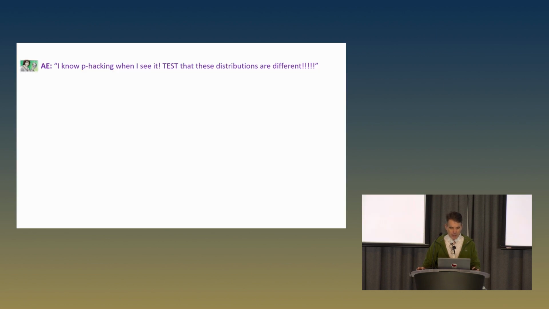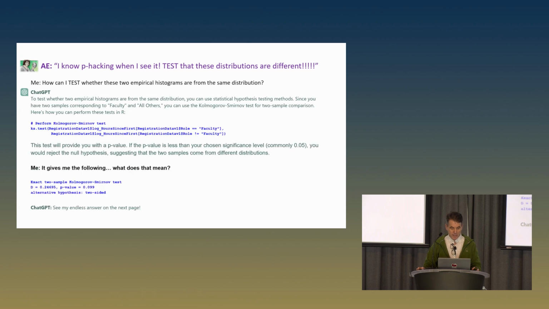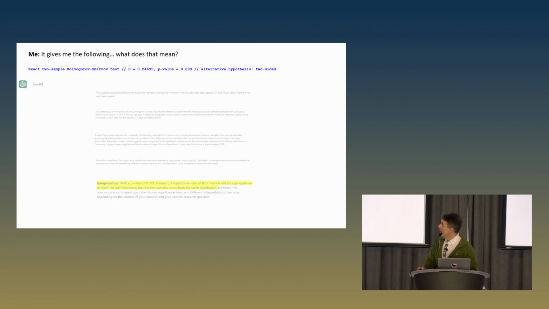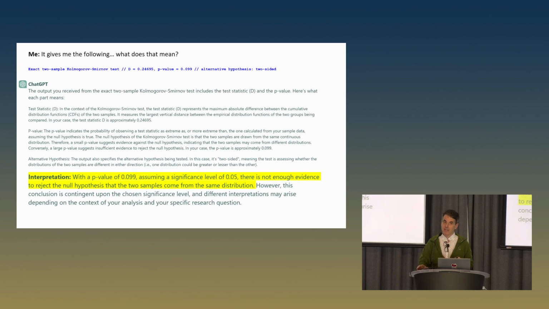So look, I got the same Kolmogorov-Smirnov result as this person did, because this has a right answer. And I said, ChatGPT, it gives me the following. What does that mean? And it loves stuff like this. It just gives me a whole crazy explanation. But the important part, which I highlighted, is that with a p-value of 0.099, assuming a significance of 0.05, because Moses came from Mount Sinai with 0.05 on it, there is not enough evidence to reject the null hypothesis that the two samples come from the same distribution.